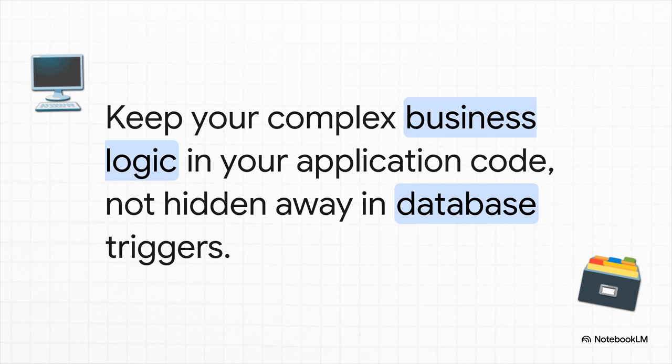And that brings us to what is probably the most important thing you should take away from all this. Your database is for managing your data. Your application is for managing your complex business logic. The minute you start hiding your core business rules inside triggers, you are setting a trap for your future self. Keep that logic where it belongs, in your application code, where everyone can see it, test it, and maintain it.